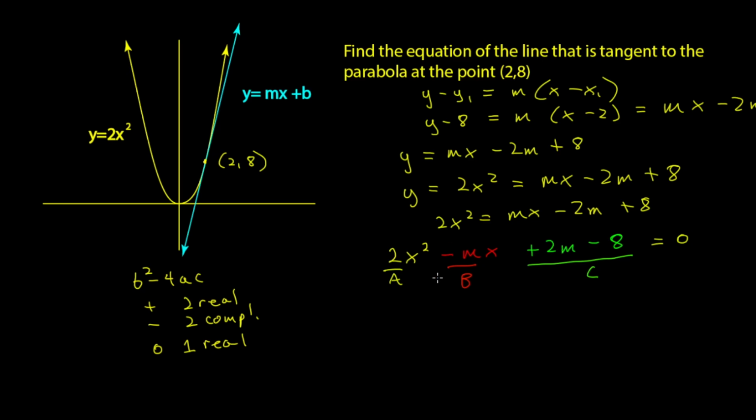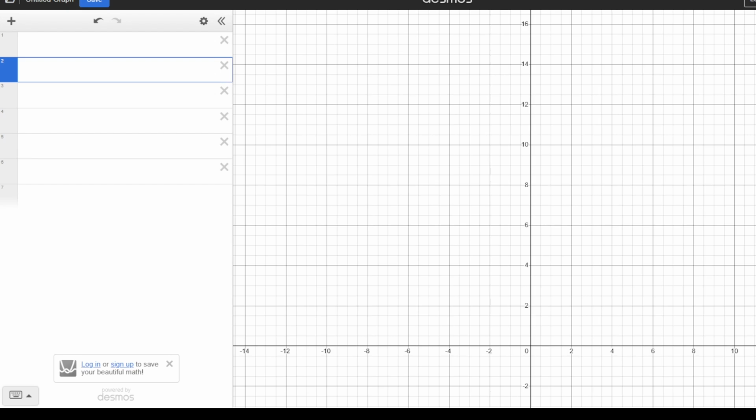So b squared, which is negative m, squared, minus 4 times a, which is 2, times c, which is this whole thing, 2m minus 8, equals 0. Now it turns out this one has a simple solution, so you can do it by factoring. It just happened to work out that way. But what I would do is put this into your calculator, have it solve it, and you will get m equals 8. And now we're going to dump everything into Desmos to check it.